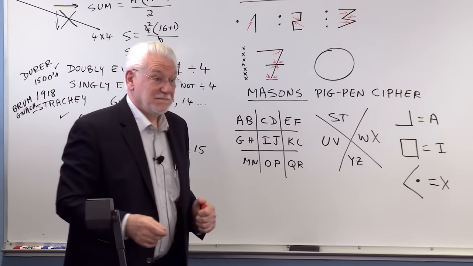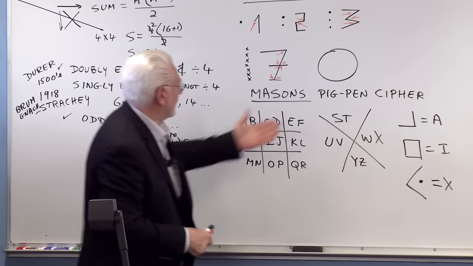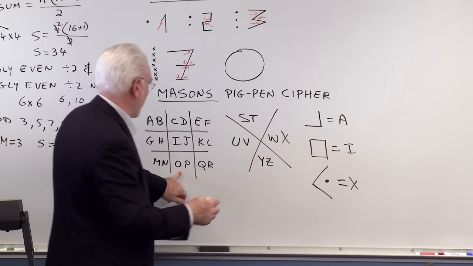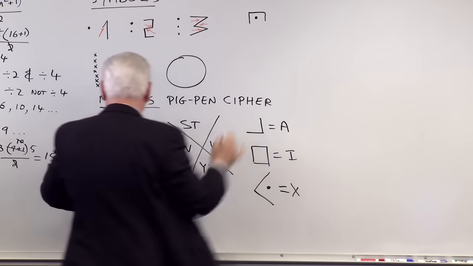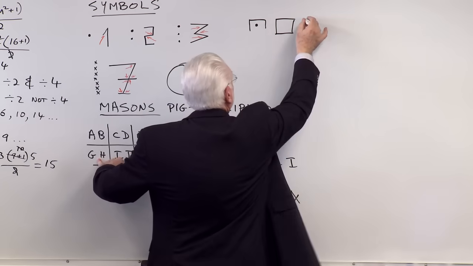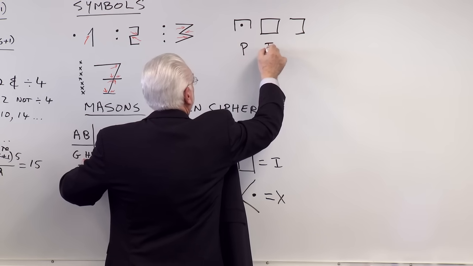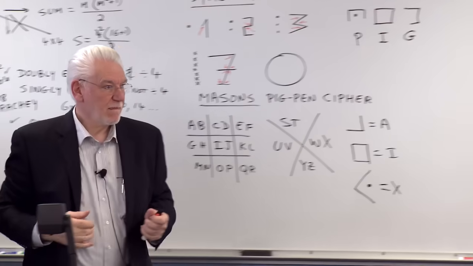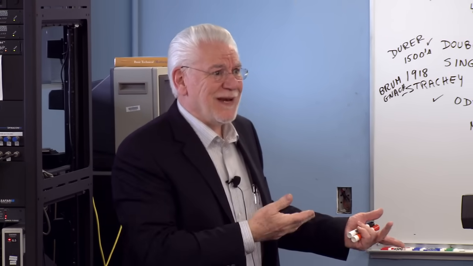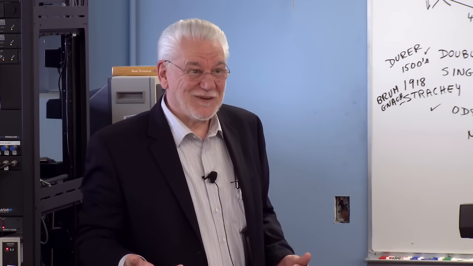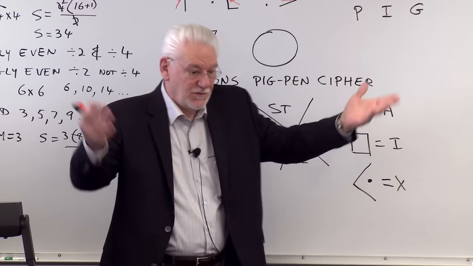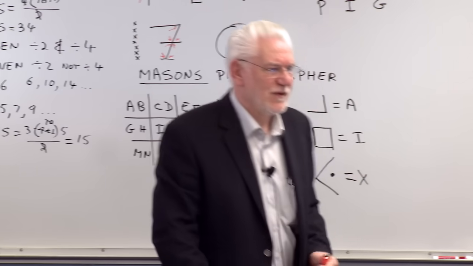So let's write something simple. Let's write pig. So pig would be the second letter in here, the first letter here, and the first letter here. So that's pig. And you can write anything you want like that. So that's cool, but what's the problem now? Well, everybody knows this. So what's the big deal? What's the secret? If you know I'm writing like this, all you gotta do is do that and you know what I said. So how do I make it hard for you to figure it out?